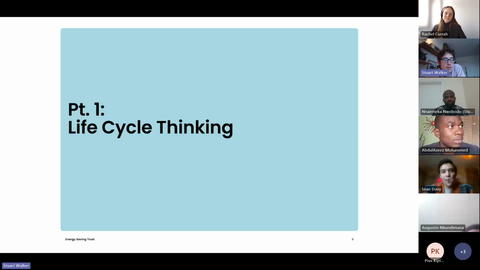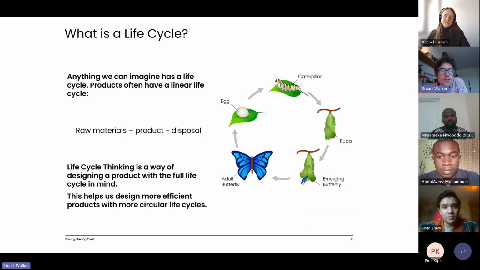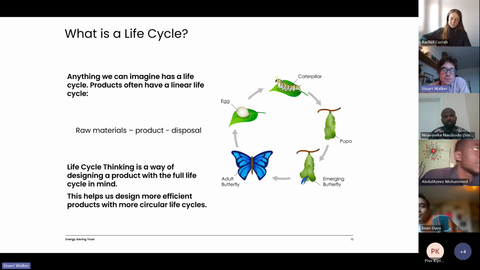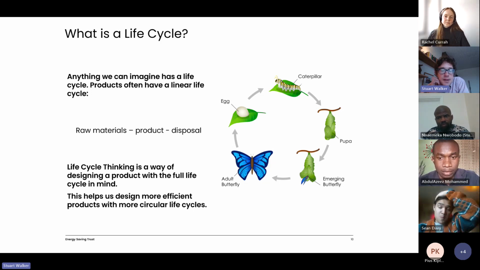So first of all, I'll talk a little bit about life cycle thinking and what we mean by that. So first of all, what is a life cycle? You can see the example with the caterpillar and the butterfly. It's the stages of life that anything goes through, whether that be a product or an animal, as we can see here.